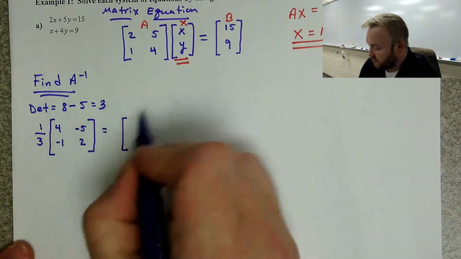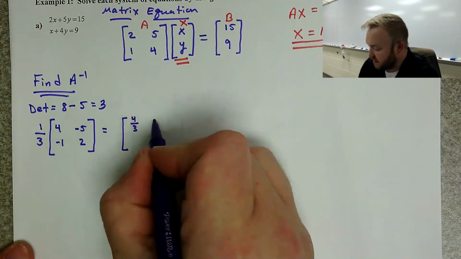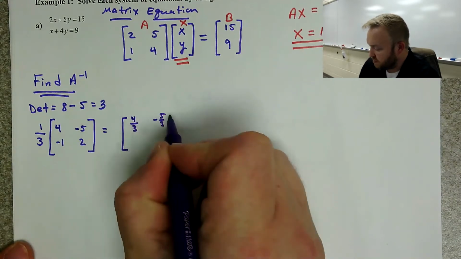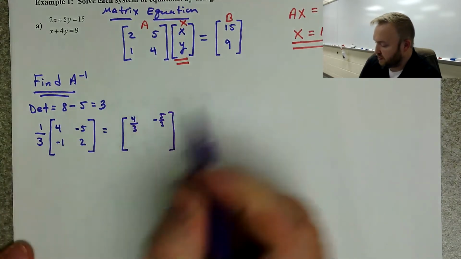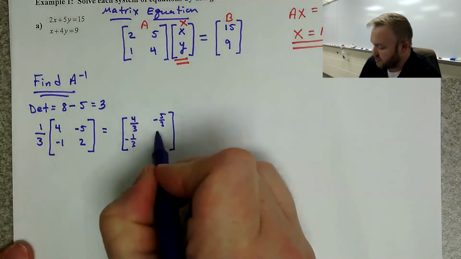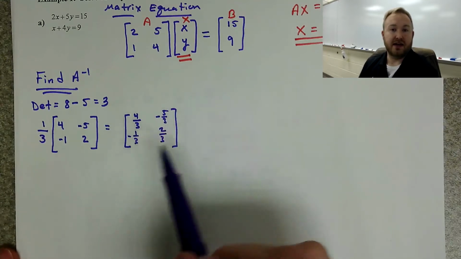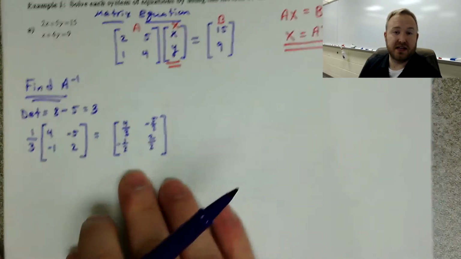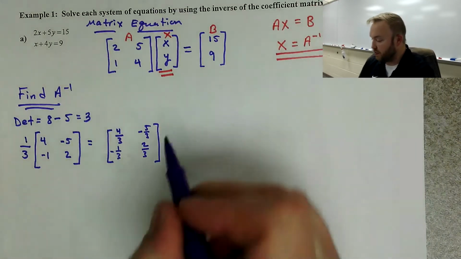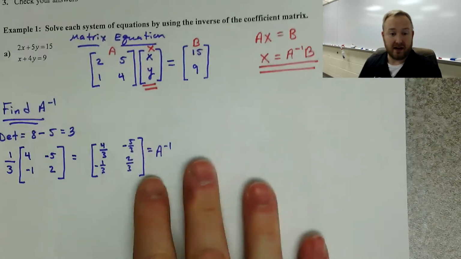So I'll have 1/3 times 4, which is 4/3. I'll have 1/3 times -5, which is -5/3. I'll have 1/3 times -1, which is -1/3. And then 1/3 times 2, which is 2/3. So it's kind of common to get fraction entries in your inverse matrix. So this is the inverse of matrix A.